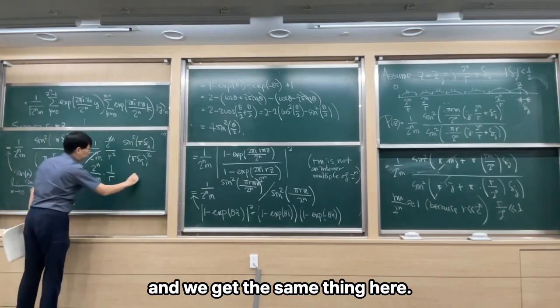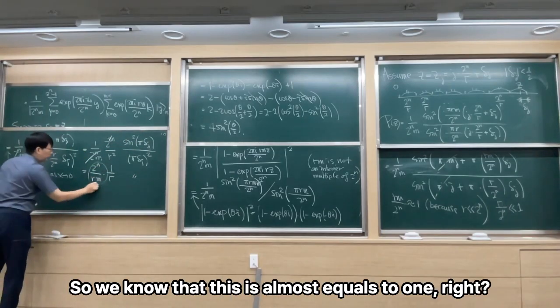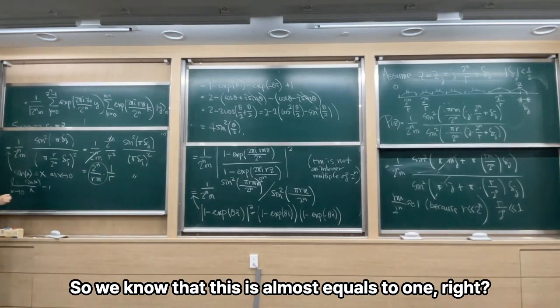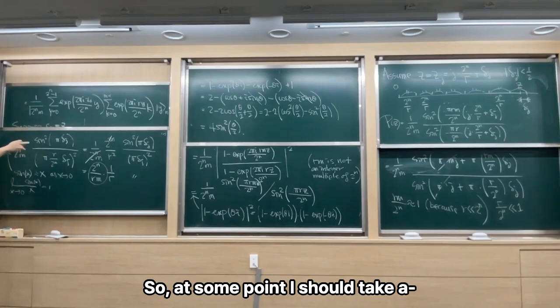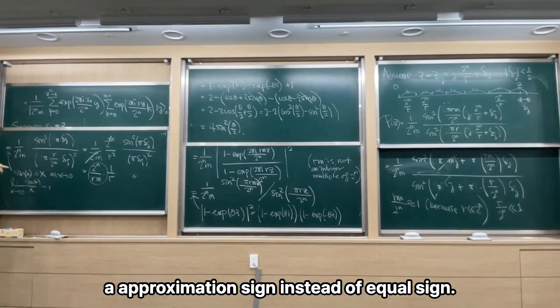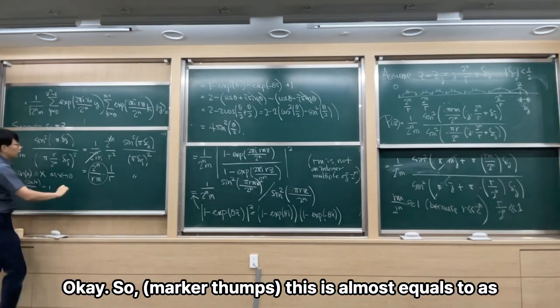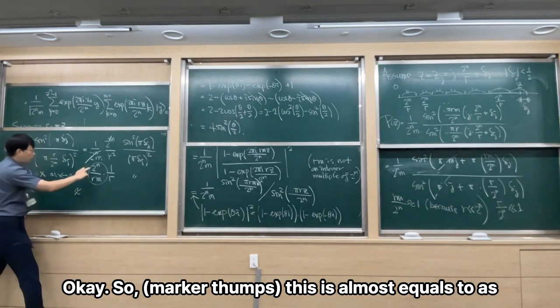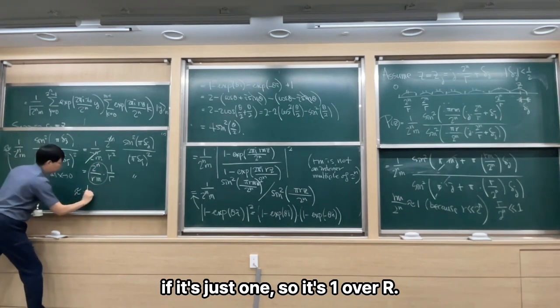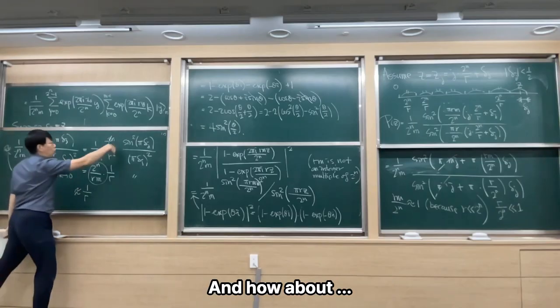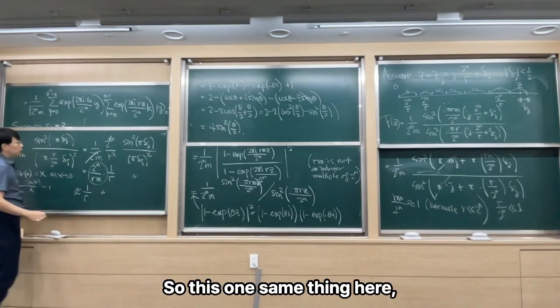And we get the same thing here. So we know that this is almost equal to 1, right? So at some point I should take the approximation sign instead of the equal sign. So let's say approximation here. Okay. So this is almost equal to, as if it's just 1, and so it's 1 over r. And how about this one, same thing here, on the right.